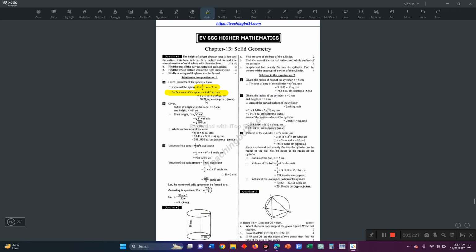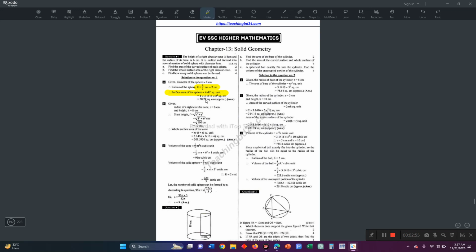Then in question number 2, find the whole surface area of the right circular cone. For a right circular cone, there are three parameters: one is h, one is r, and one is the slant length L. L indicates the hypotenuse of the right-angled triangle that is formed inside the right circular cone.